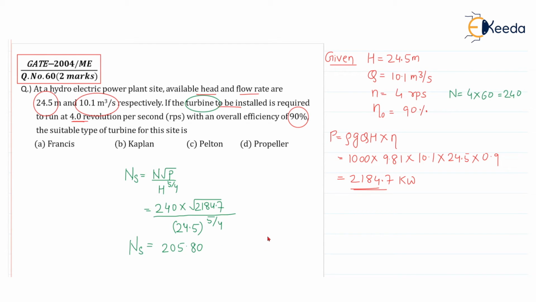We know that if NS ranges between 51 to 255, then the suitable turbine is the Francis turbine. The suitable turbine is the Francis turbine for specific speed ranging between 51 to 255. So the correct answer is A, Francis turbine. Thank you.